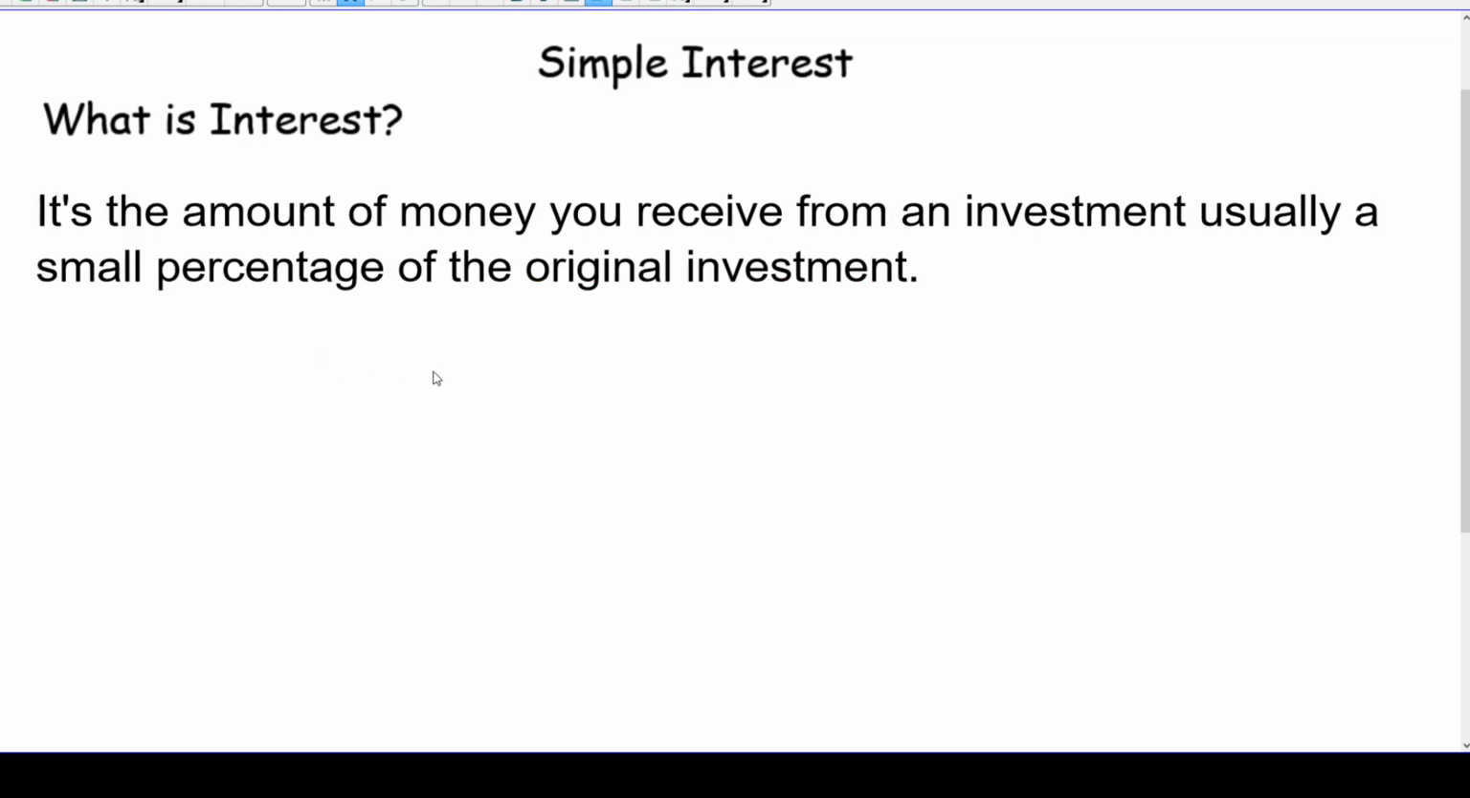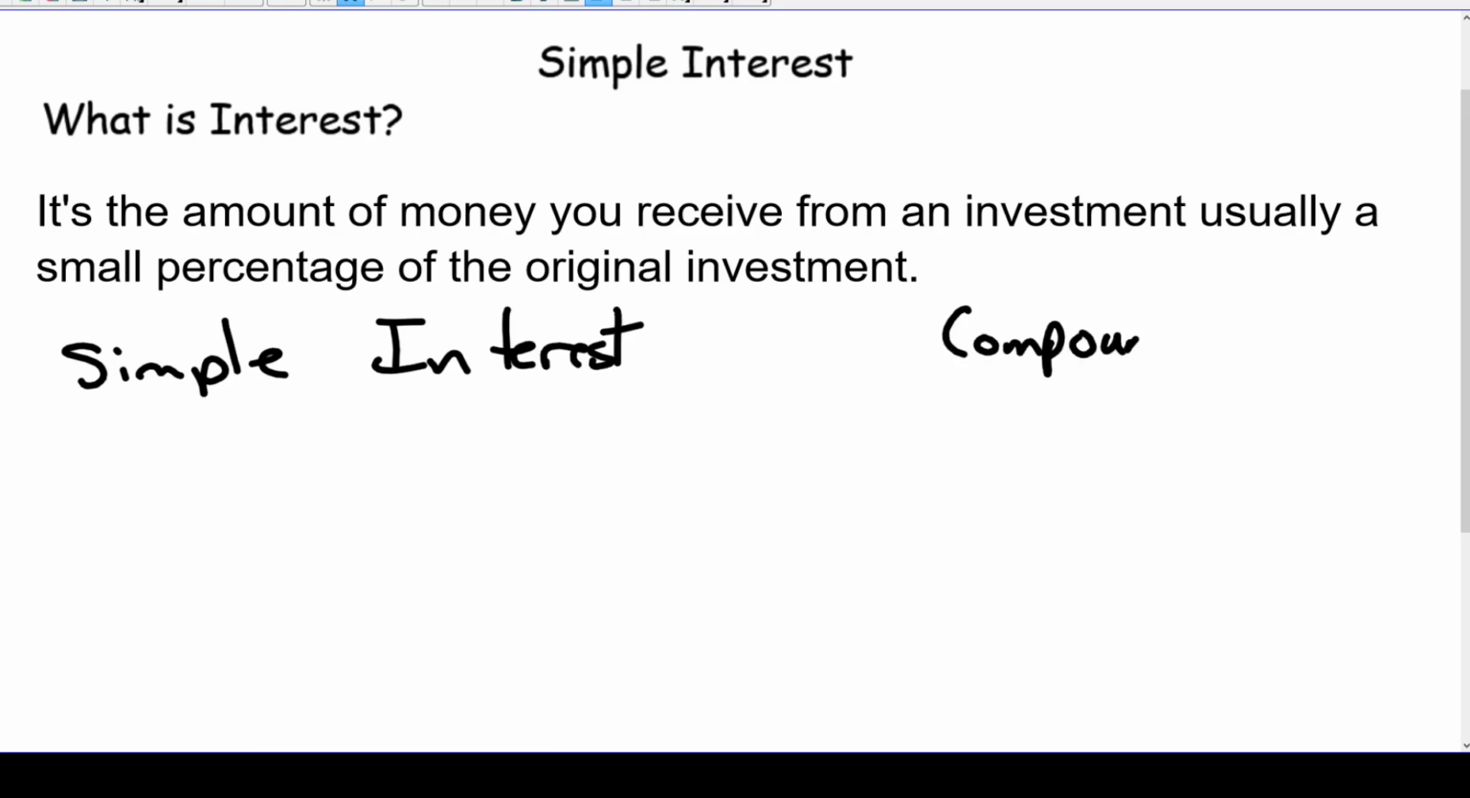So that's basically a very simple definition of what interest is. I'm sure if we looked up on Wikipedia or something, we could find a more scientific or finance version of that definition, but I hope that makes sense. Now, there are two different types of interest that we're going to be discussing. There's simple interest, which we're going to be doing today, and there's compound interest that we're going to be looking at tomorrow.